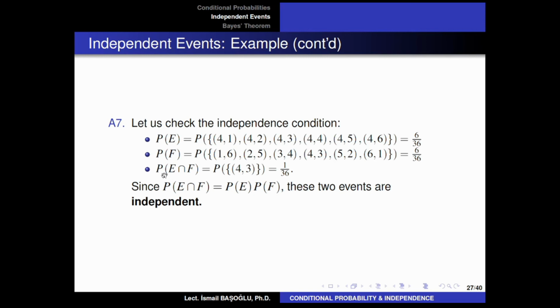What is E intersection F? The first die is going to be 4 and the sum is going to be 7. This intersection event can only be possible if the output is (4,3). And the probability of having (4,3) as an output of this experiment is 1 over 36. And as you can see, the product of the individual probabilities is equal to the probability of the intersection event. And because this equation holds, we say that these two events are independent.